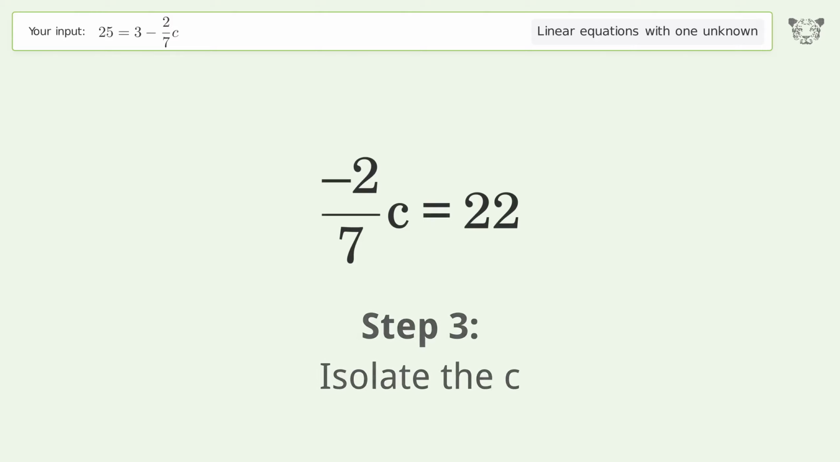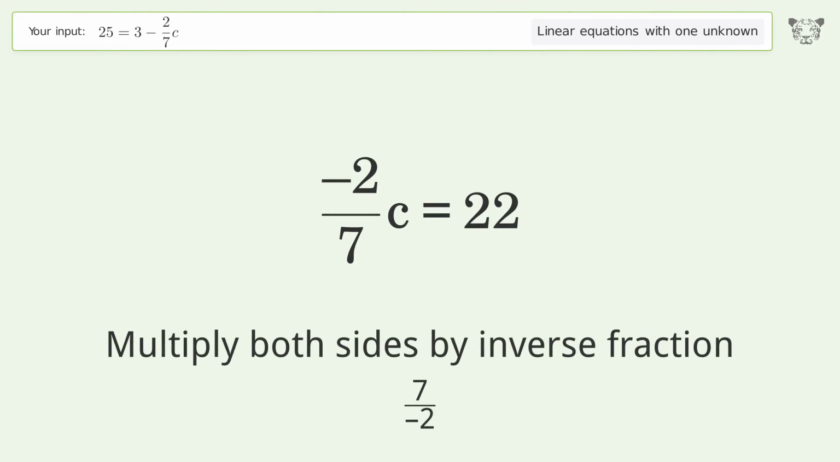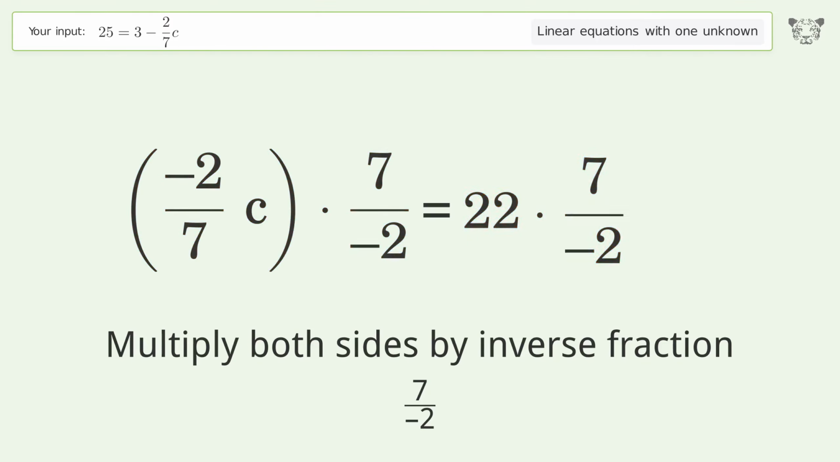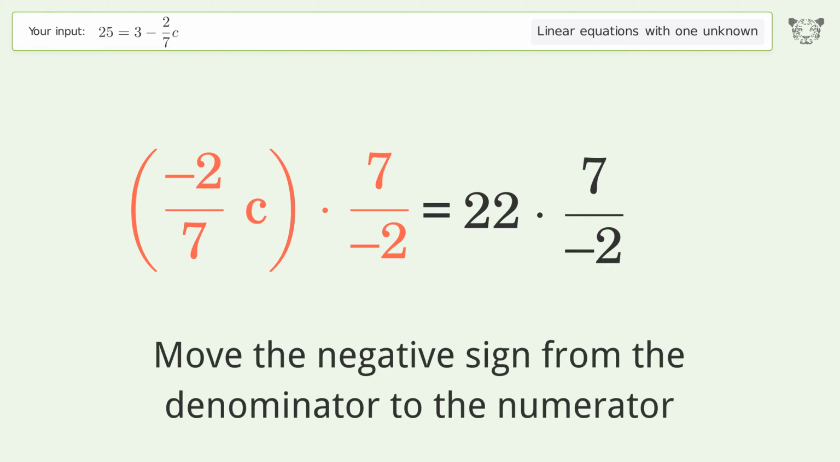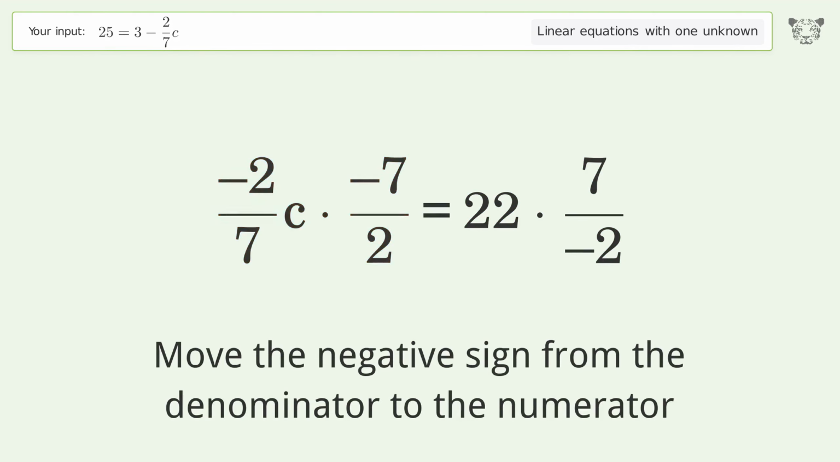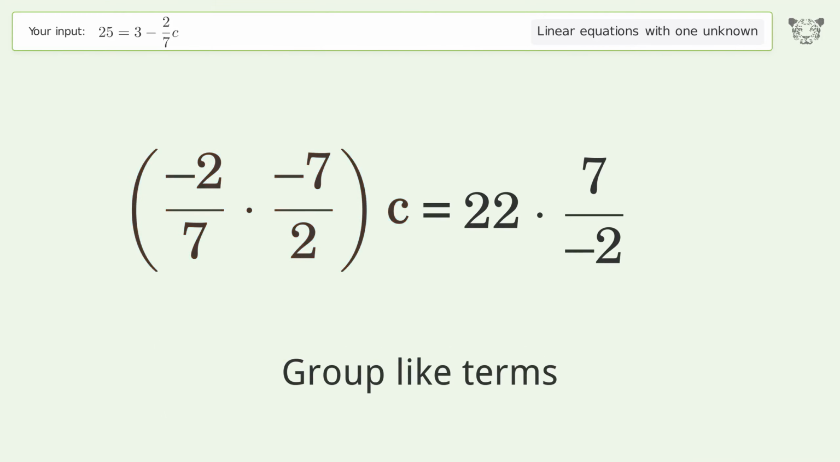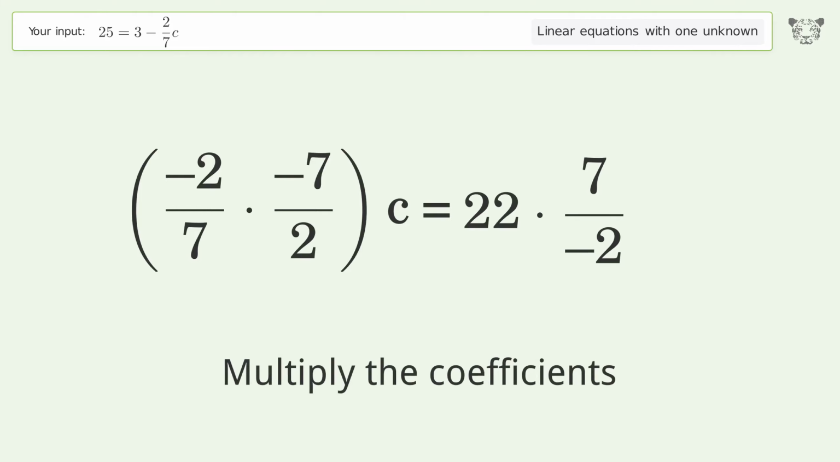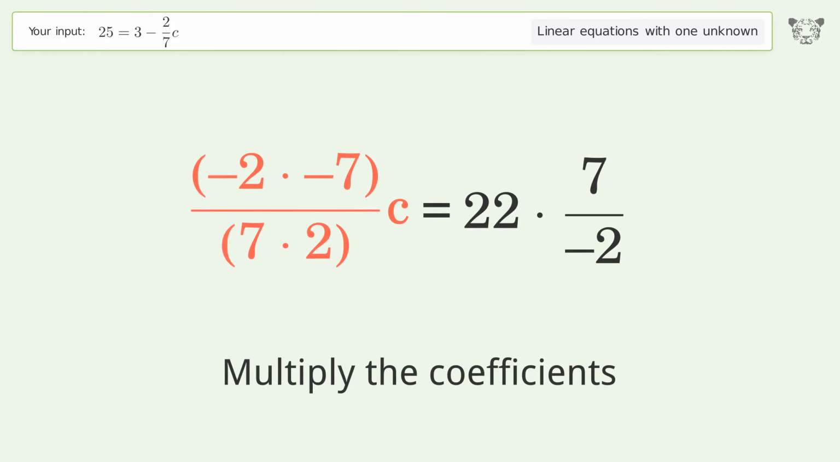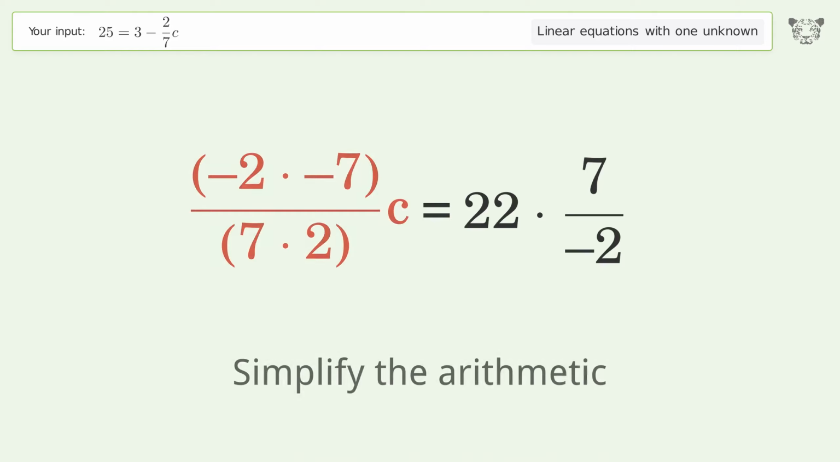Isolate the c. Multiply both sides by inverse fraction 7 over -2. Move the negative sign from the denominator to the numerator. Group like terms. Multiply the coefficients. Simplify the arithmetic.